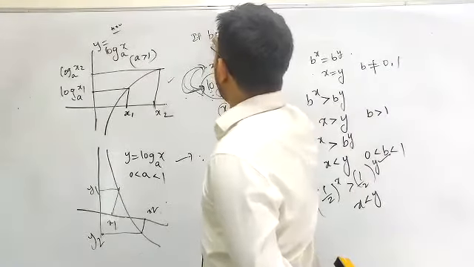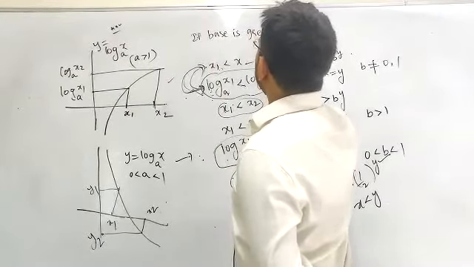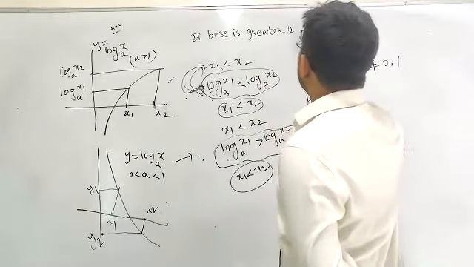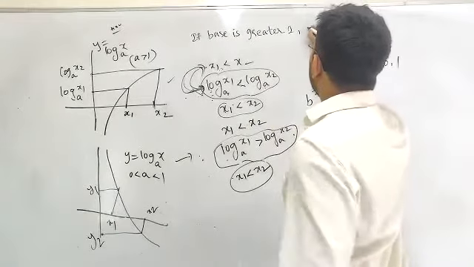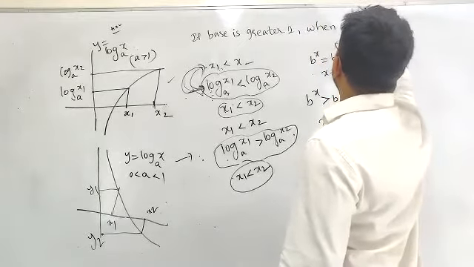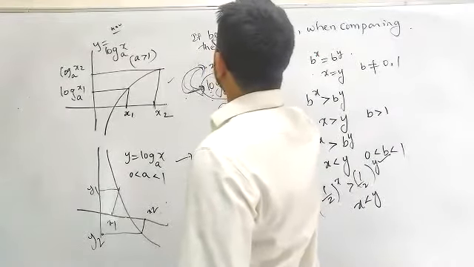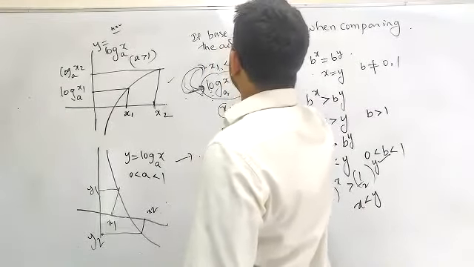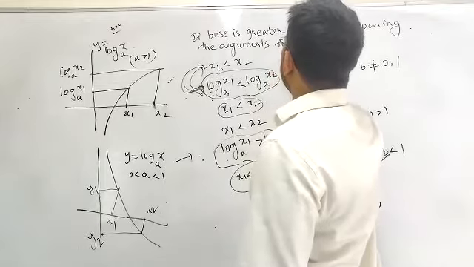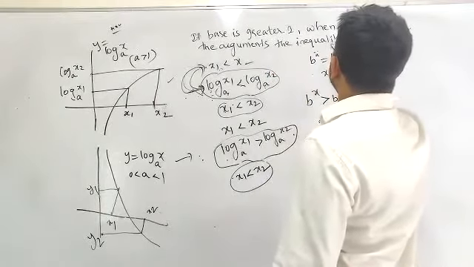If base is greater than 1, when comparing the arguments, the inequality remains the same.